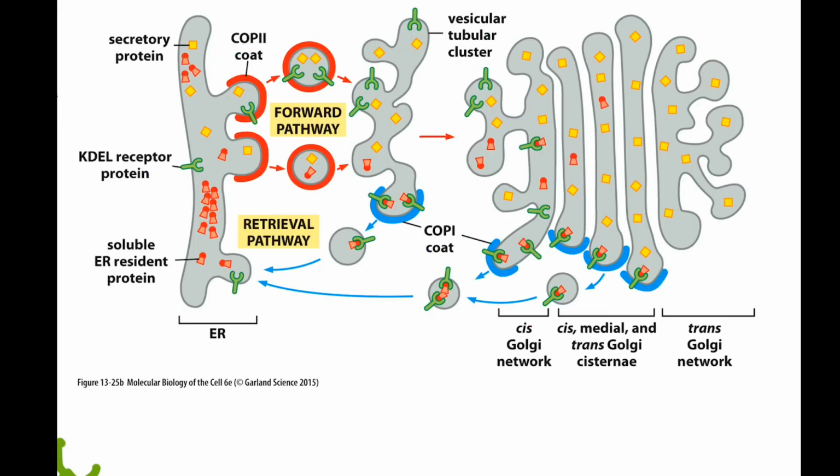Figure 13.25 in your text covers that. Cargo now is yellow, because why not? Haven't used yellow yet. So that would be our collagen, for example. But in the case of retrieval, what we're talking about is something that would have this color right here for reasons that'll be clear by the time we're done. But this would be something like BiP in the ER lumen, something that we describe as an ER luminal protein.